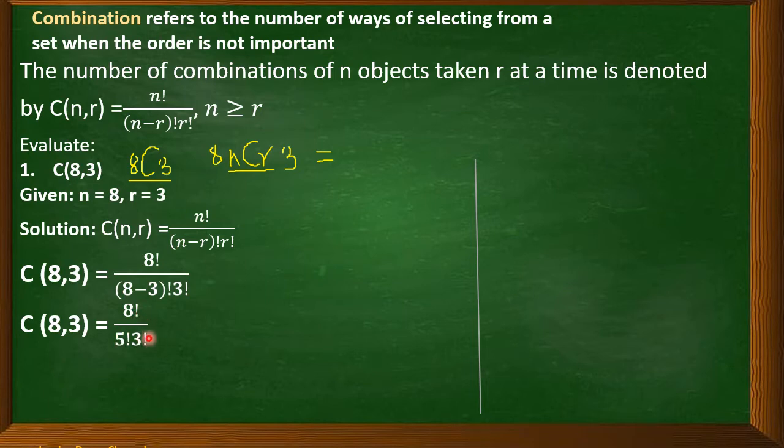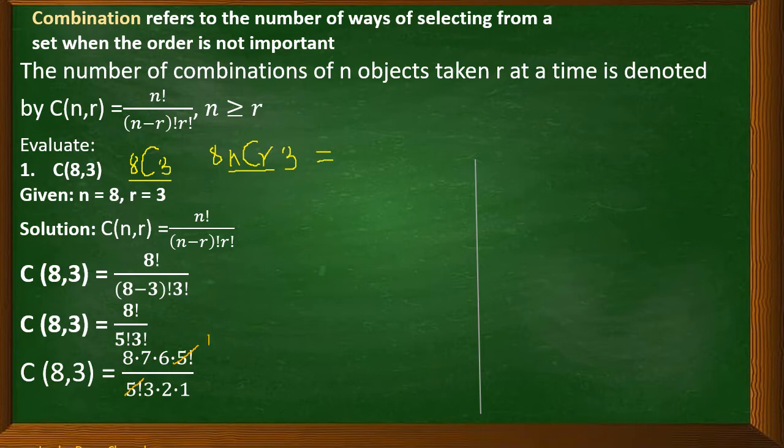Now, to evaluate this, we have to expand 8 factorial up to 5 factorial. Why 5 factorial only? So we can divide the common factors, which is 5 factorial. So we have 8 factorial as 8 times 7 times 6 times 5 factorial, because in our denominator we have 5 factorial. Then we expand 3 factorial: 3 times 2 times 1. Now we can cancel out the common factors. 5 factorial divided by 5 factorial is already 1.